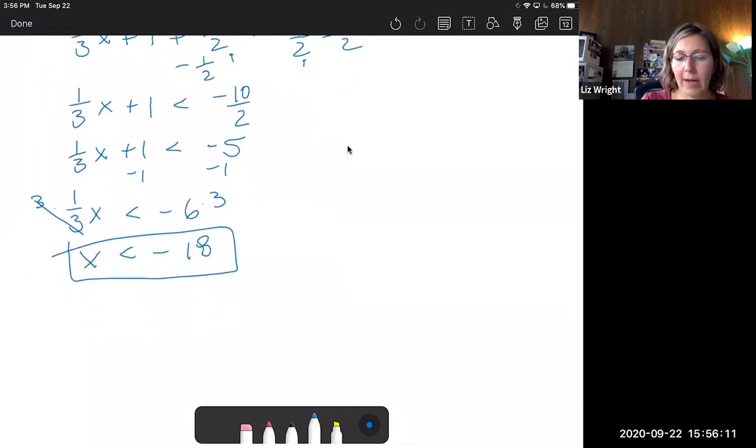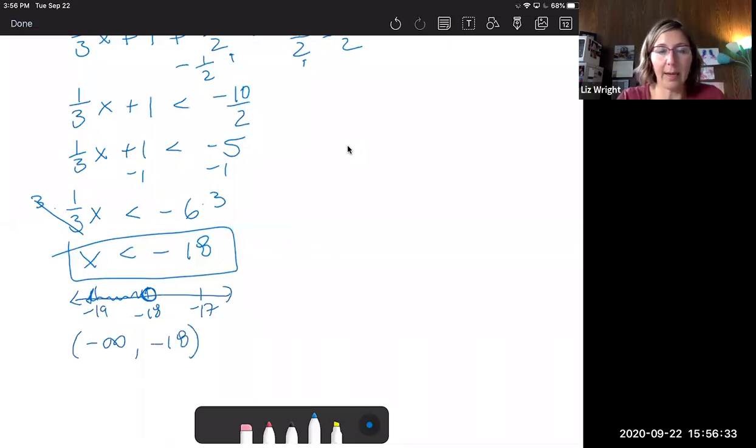So for our graph, again, we're going to have negative 18 here, negative 19, negative 17, open circle. We're shading to the left, anything that is less than negative 18. We're going to have a parentheses, negative infinity on up to negative 18, and it's going to be a parentheses again. Parentheses around the negative infinity because it's always negative infinity.